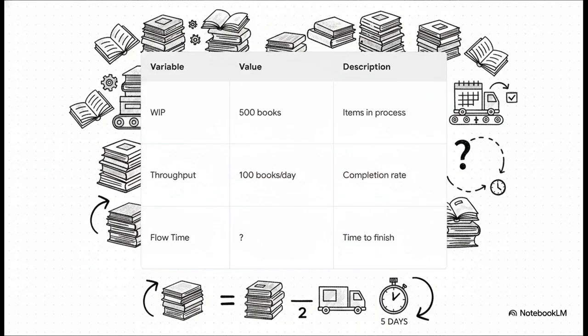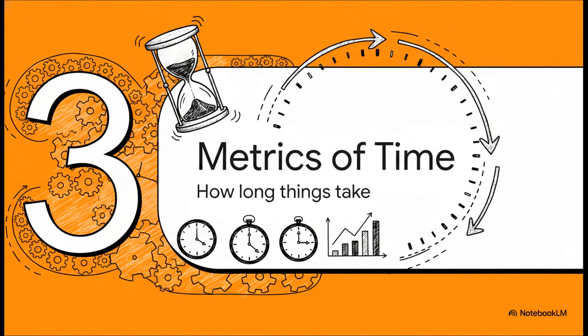We just flip the formula around. Flow time equals your work in progress divided by your throughput. So in this case, 500 books divided by 100 books per day, and there it is, a flow time of exactly 5 days. Okay, now that we have our foundational law down, we can start our deep dive.